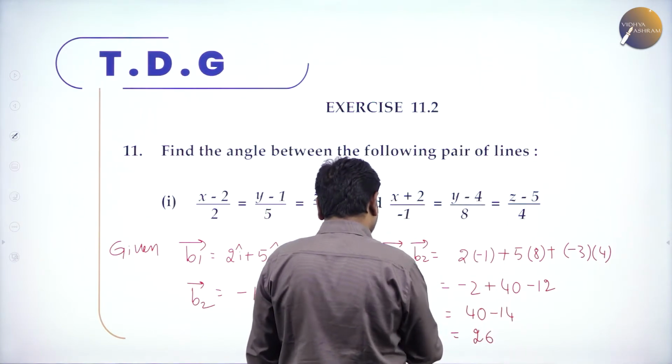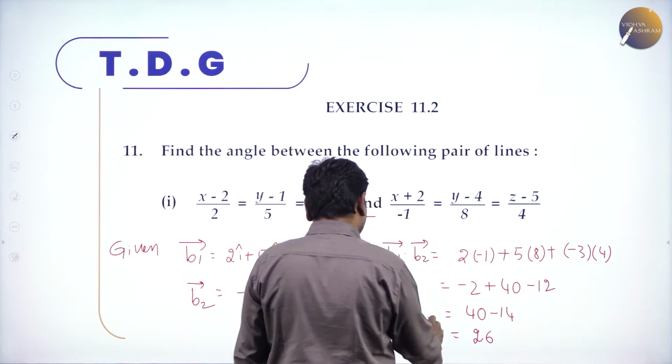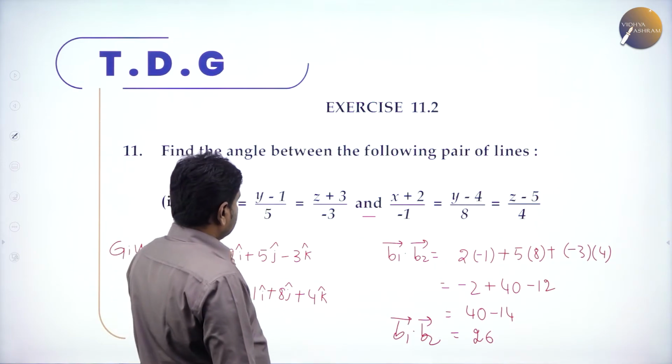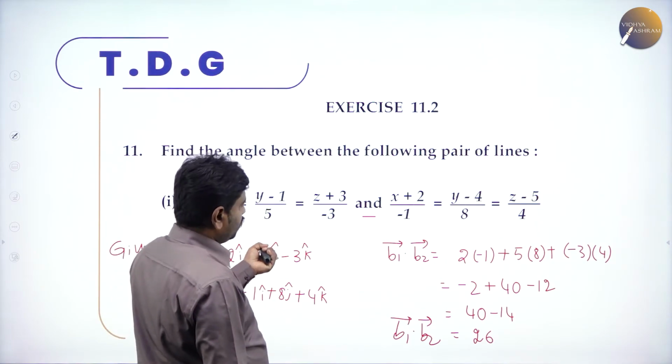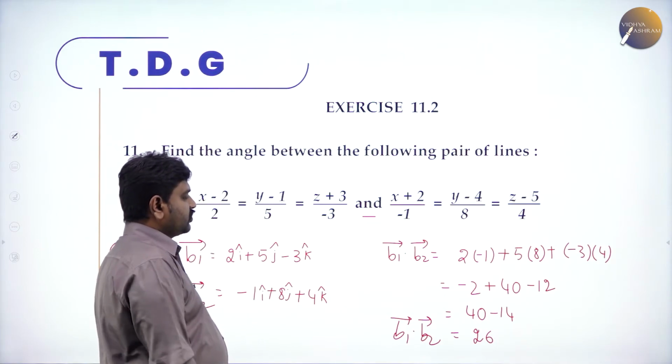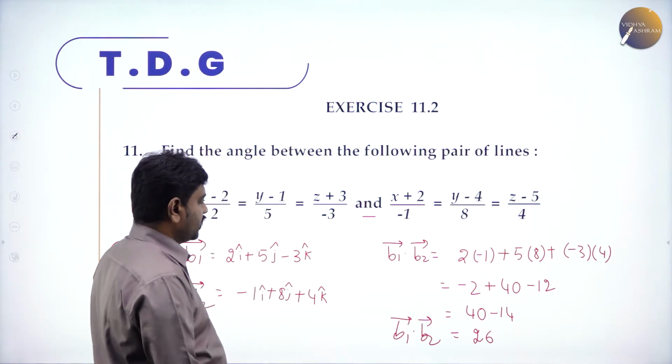b1 dot b2 you got. We have done the dot product of the two parallel vectors of the given lines. So first 2 into 5 minus 3, 2 into minus 1, 5 into 8 and minus 3 into 4. So we'll get the required value: minus 2 plus 40 minus 12, that is 26.